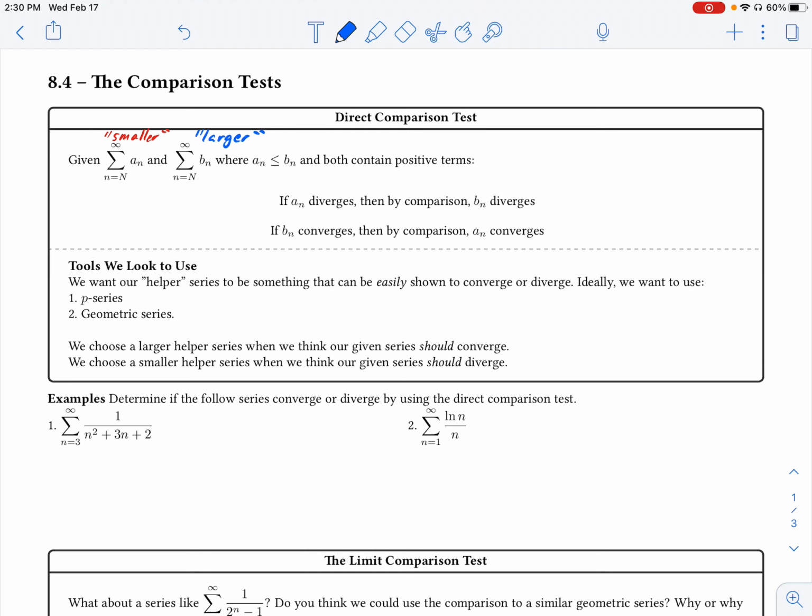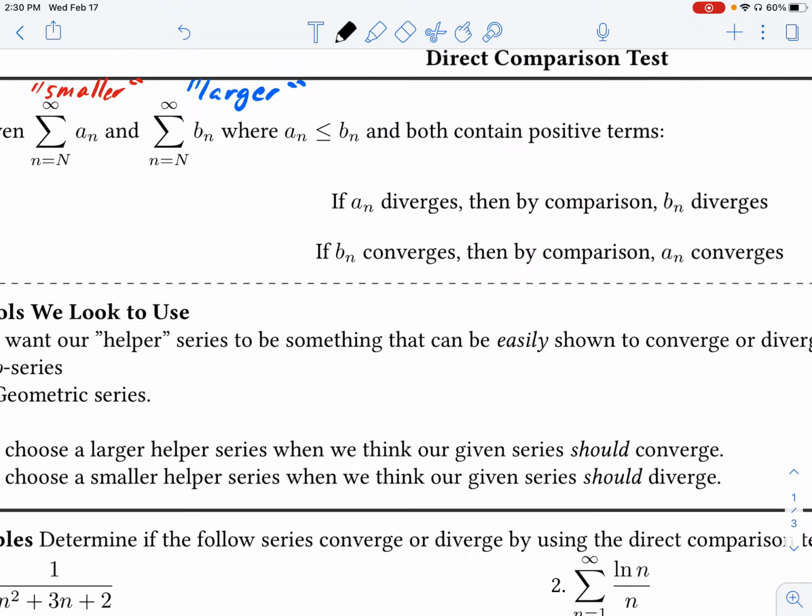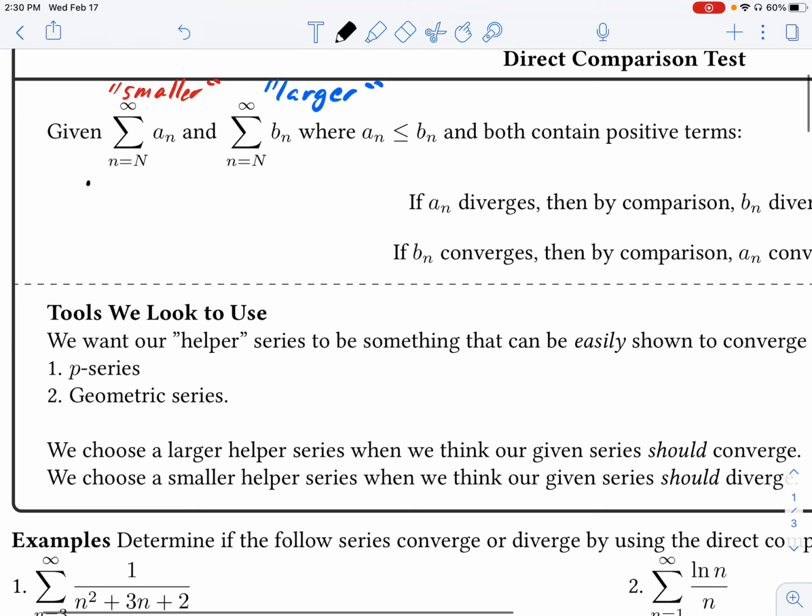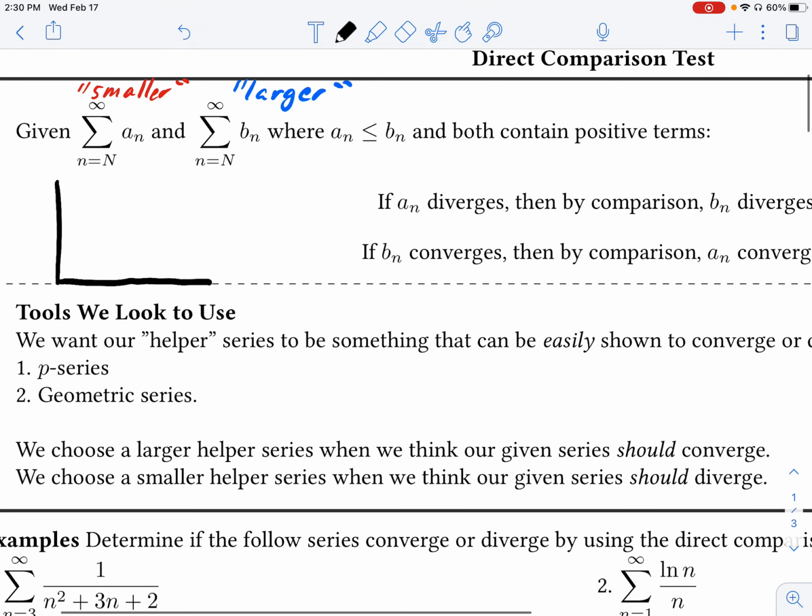So let's just think about this for a second. And while this graph that I'm about to draw doesn't show exactly what's happening with series, I think thinking about them as functions gives us a good sense of why this intuition makes sense. If A sub n is our quote unquote smaller series, let's draw a series that diverges. So for example, let's say the terms are slowly getting larger. That's something like that. We'll just say that this is A sub n.